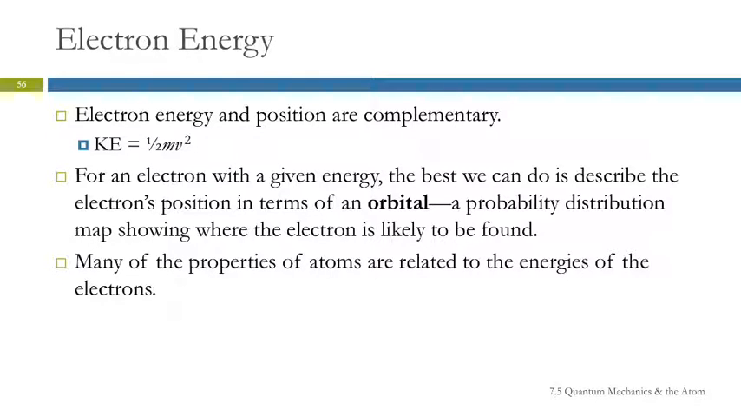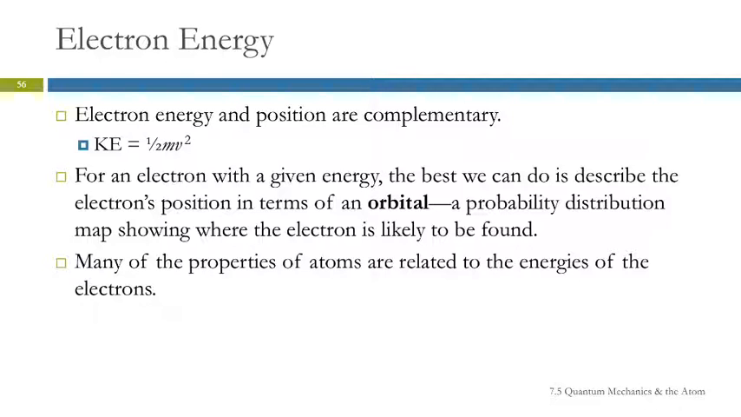So the electron's energy and its position are complementary. Remember, kinetic energy is 1/2 mass times the velocity squared, so the energy is proportional to the velocity. We can't know the position and the velocity at the same time. We can't know the position and the energy at the same time. We can measure the energy from the line spectra.